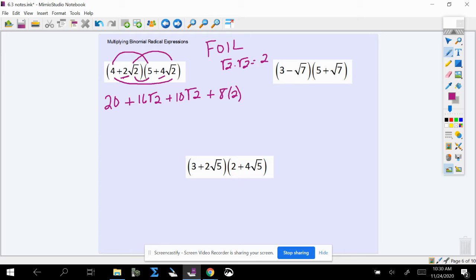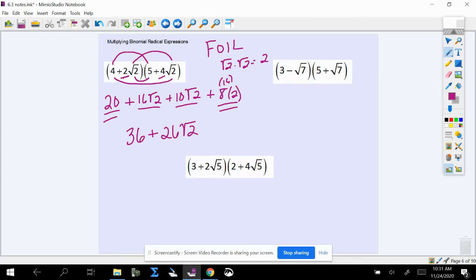So now I need to see what I can combine, just like when I do regular foiling, looking for like terms. In this case, I have like radicals. I also can combine my pieces that don't have radicals. So my 20 can combine with, over here, 8 times 2 is 16. So I'm going to put a little note above it. That's just 16. So 20 plus 16 is 36. And then I'm going to add my like radicals. 16 root 2 plus 10 root 2 is 26 root 2. And that's as far as I can go because the 36 doesn't have a radical and the 26 root 2 does.